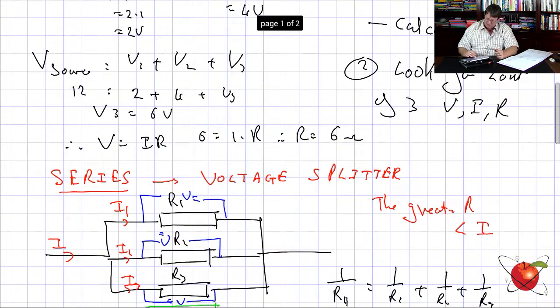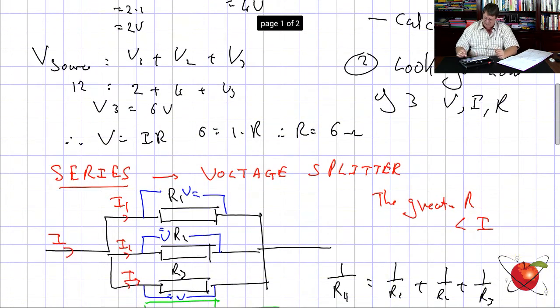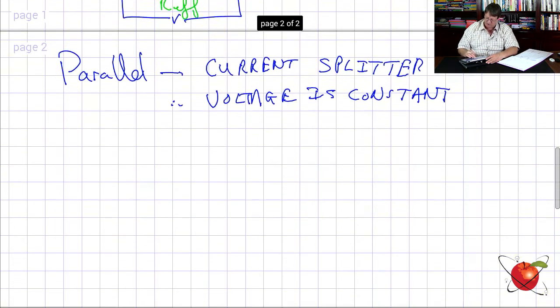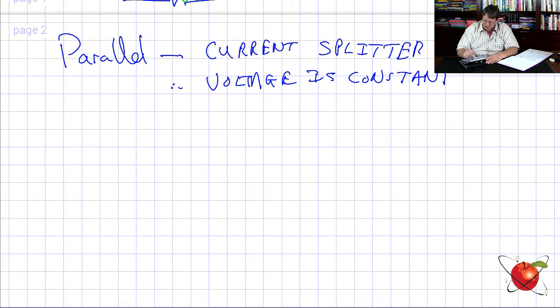What does that have as its implication for series? It splits the voltage, therefore the current is constant. Now that's not too much to remember, is it? I'm sure it's not. So therefore we've got that situation now, and we can work it out depending upon what we're given.